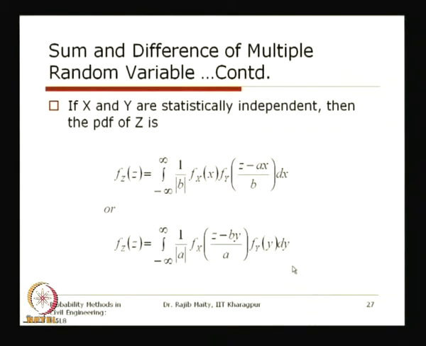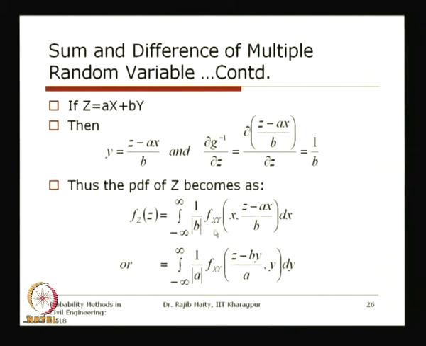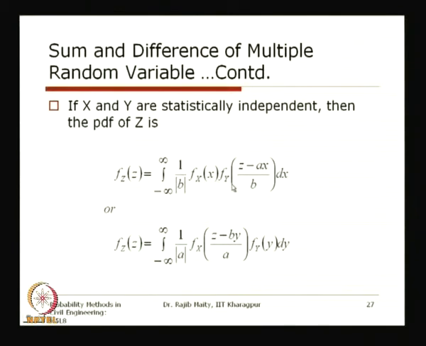Then if x and y are statistically independent, the PDF of z follows from the joint distribution, which you know will be the product of the individual marginals. So we just write fX(x) multiplied by fY(y), where y is nothing but (z minus ax) by b. Similarly, instead of replacing y, we can replace x also. Then we have to do the integration with respect to y.